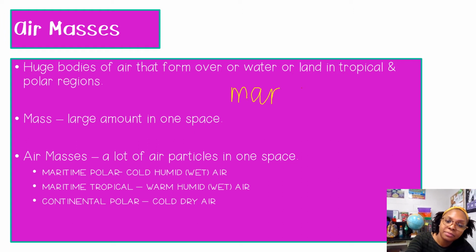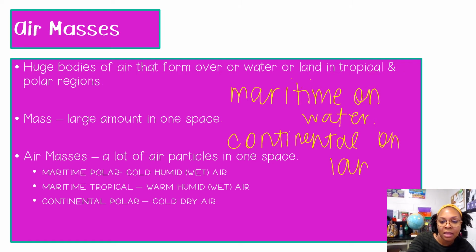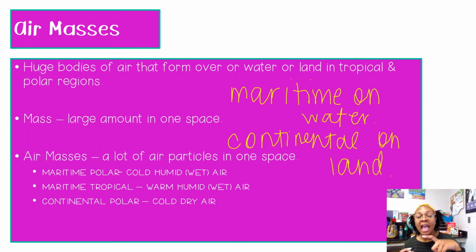Maritime on water, continental on land. All right, so if there is a continental polar air mass, I know that it's going to be on land, and I know that it's going to be cold because remember, polar means cold. So it's going to be cold, dry air.